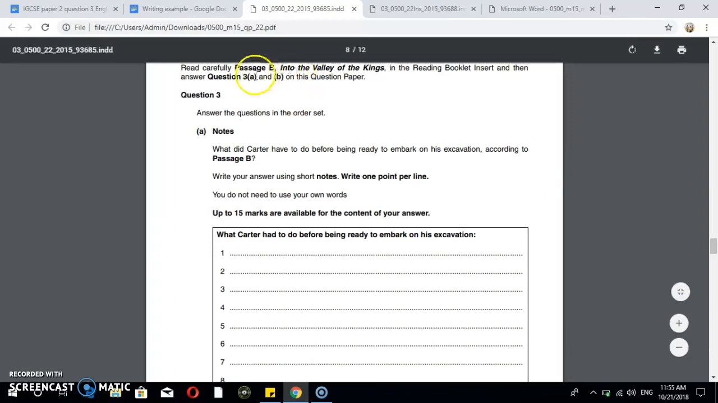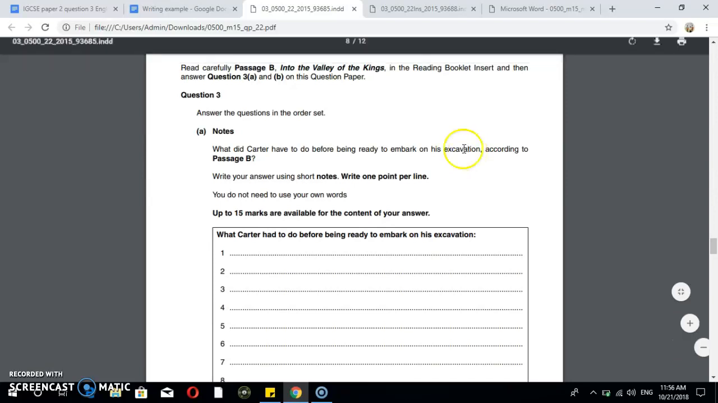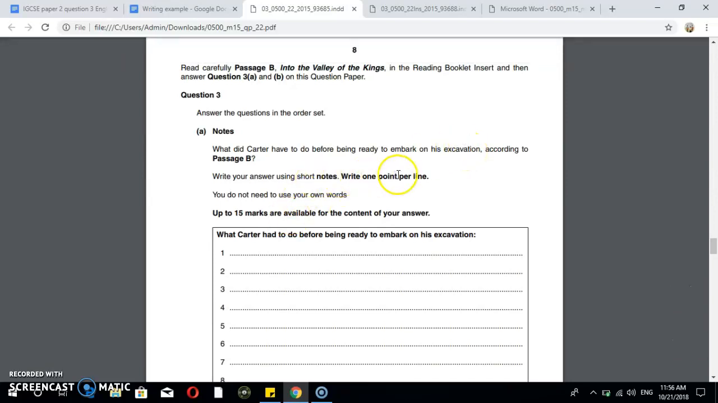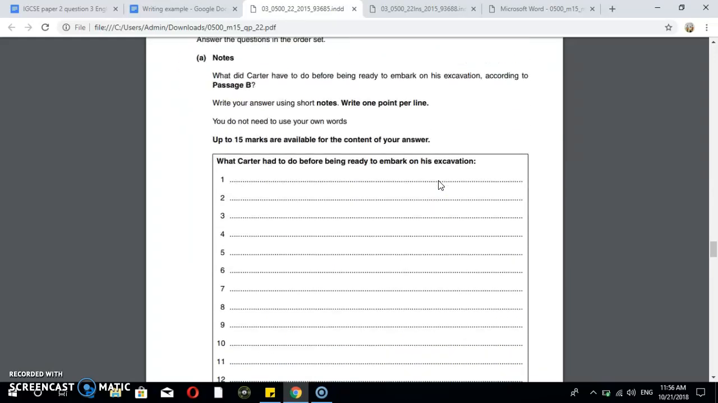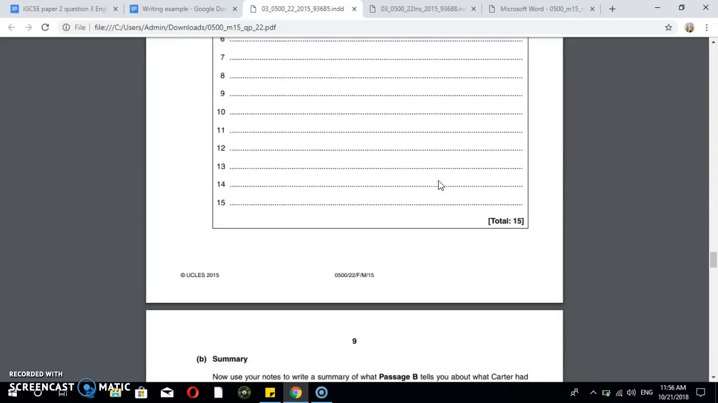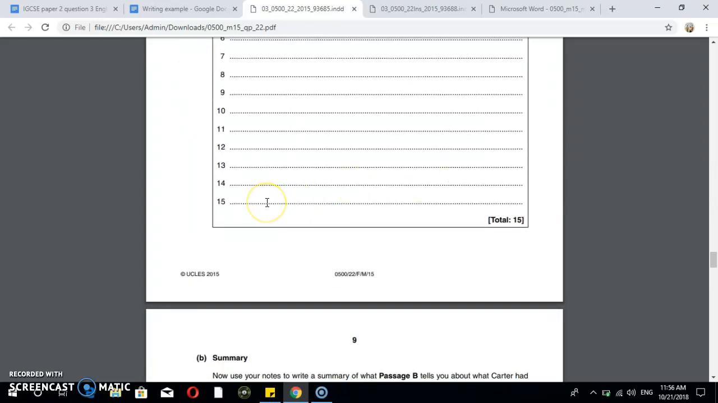So in here it says, read carefully passage B, Into the Valley of the Kings, and answer questions 3A and 3B. In here it says, what did Carter have to do before being ready to embark on his excavation? So keep that in mind. Write your answer using short notes, 1 point per line. In the new paper, you're going to turn this thing into a plan. So we're going to talk about that later. Up to 15 marks are possible. So you have to fill in these blanks.